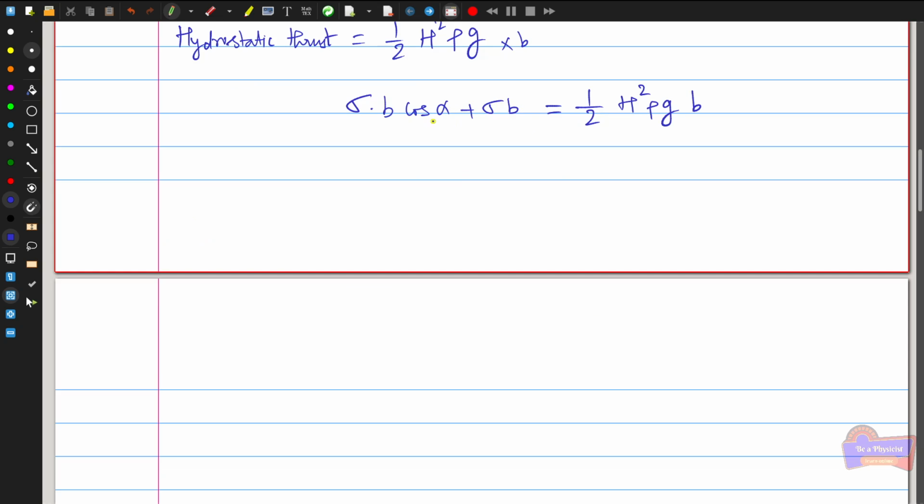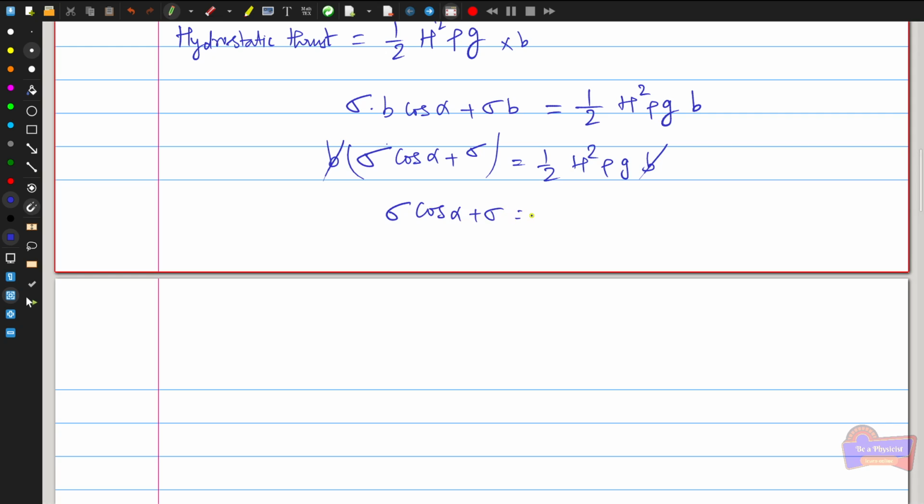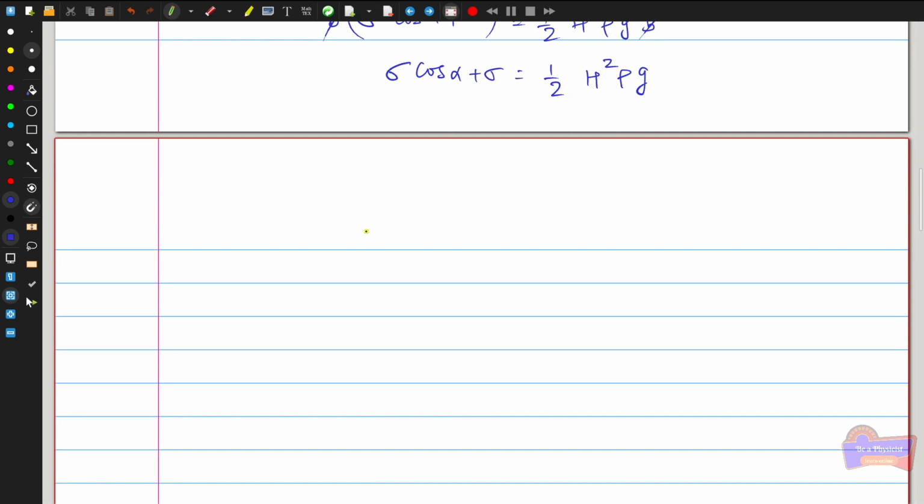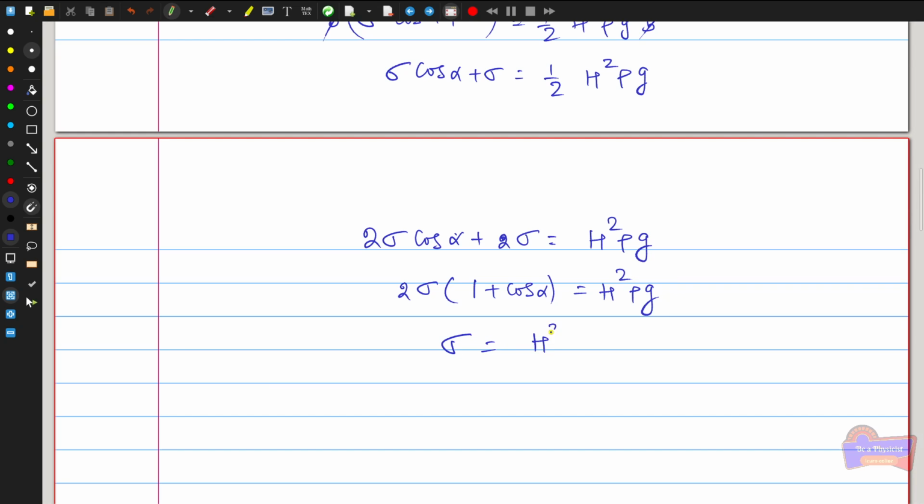If I take the B out on both sides, I will get sigma into cos alpha plus sigma, which is equal to half into H square rho G into B. So this B and this B will get cancelled, so that sigma into cos alpha plus sigma is equal to half into H square rho into G. If I multiply this equation by 2, I will get 2 sigma cos alpha plus 2 sigma, which is equal to H square rho into G. Or if I take 2 sigma outside, 2 sigma into 1 plus cos alpha is equal to H square rho into G, or sigma can be given by H square rho into G divided by 2 into 1 plus cos alpha.